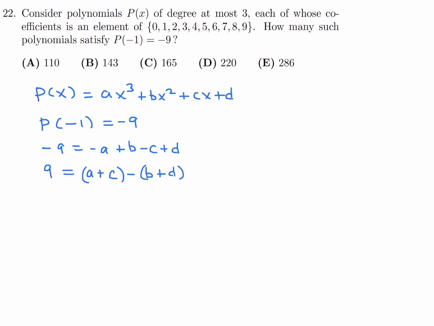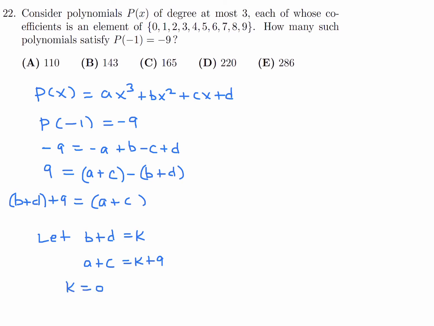So we have to do a little bit of thinking here. That basically means that if I put one group on the other side, it would be a plus c is equal to b plus d plus 9. So I will let b plus d equal k. And that means that a plus c is equal to k plus 9. And my k ranges anywhere from 0, 1, all the way till 9. So now let's figure out what are the possible values.